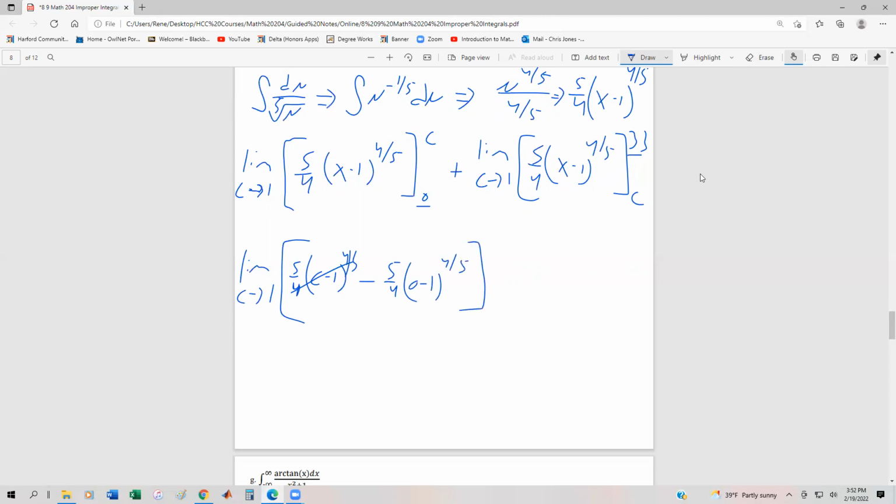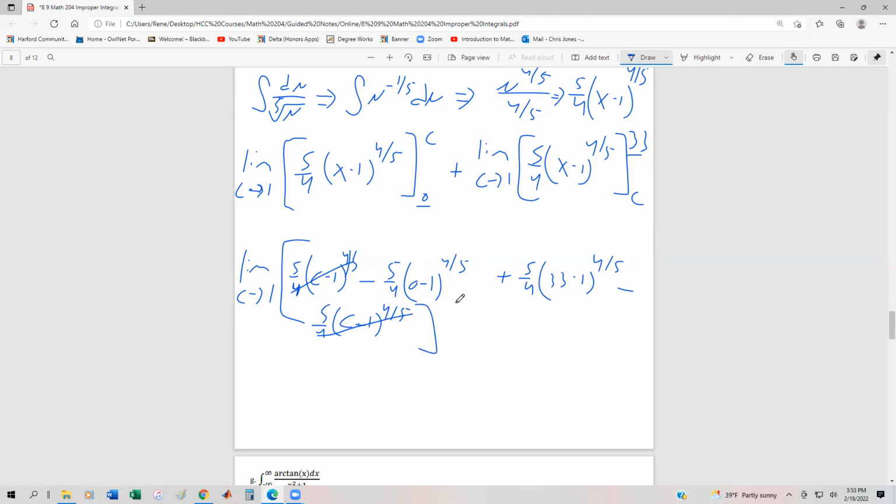Okay, so we hold on to that, right? Plus, and in fact, what I'll do is I'll get rid of this bracket so that way we don't have to write the limit again. So now we're going to plug in the 33. So it's going to be 5/4 of 33 minus 1 to the 4/5 power. And now I'm going to plug in c again. So minus 5/4 of c minus 1 to the 4/5 power. And as we said before, once we substitute 1 in, that goes away.